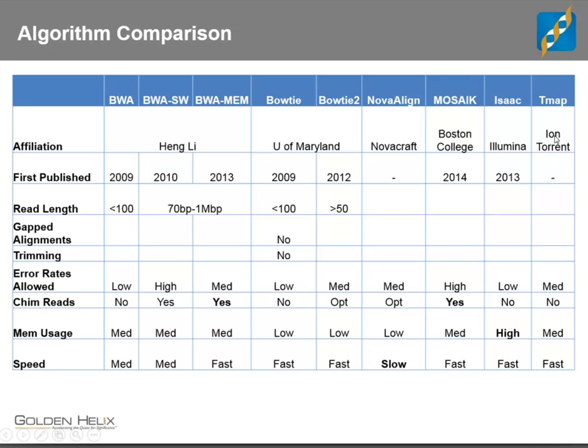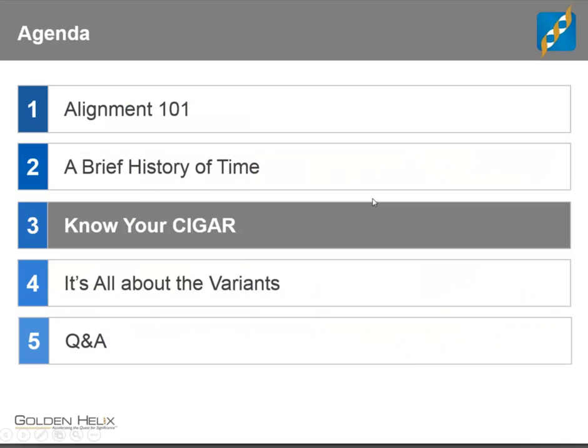TMAP is also a very hybrid-based algorithm Ion Torrent developed for its own data. It does handle insertions and deletions quite well, a bit different in some of its characteristics. Generally it doesn't seem to be used very heavily outside of the Ion Torrent suite.